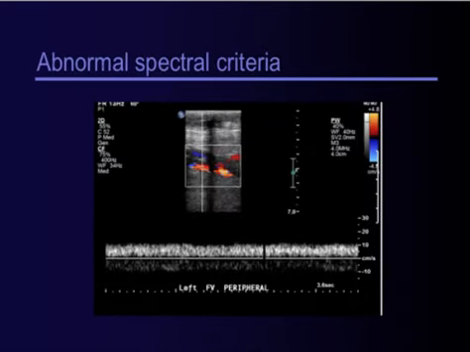Okay, let's talk about abnormal spectral criteria. As mentioned earlier, there should be respiratory phasicity to the vein. And in this image, you can see a continuous pattern. This may indicate that there is an obstruction central to this or an extrinsically compressing lesion on the central veins.